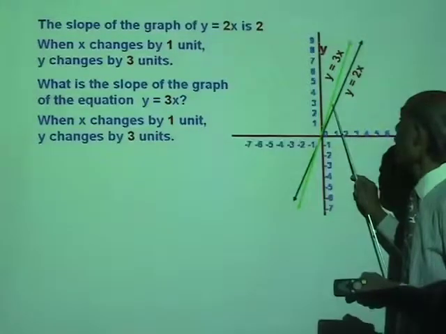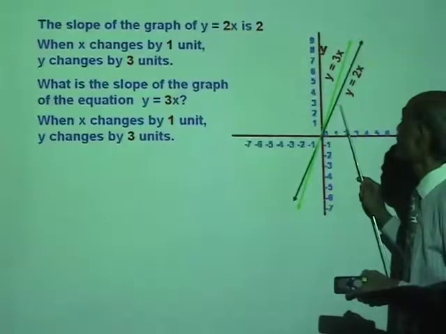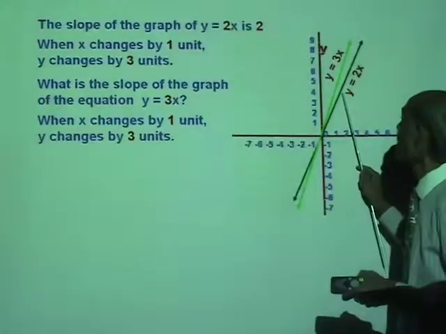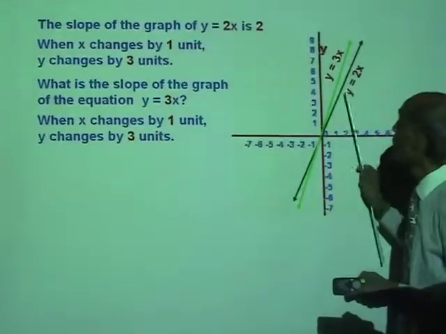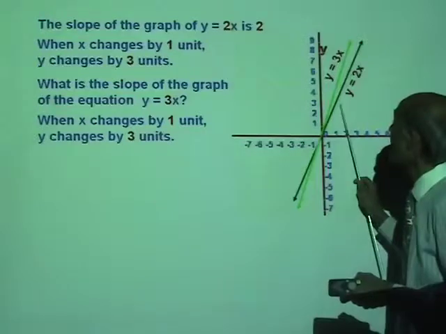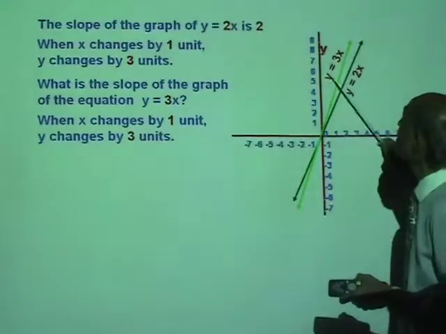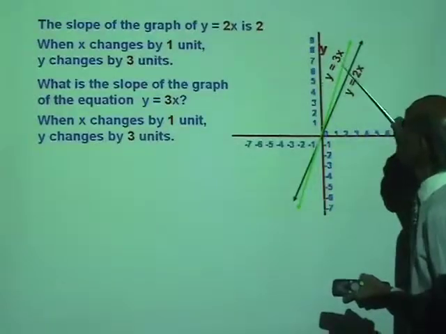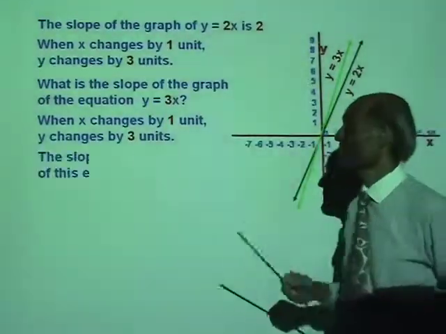Alright, I'm going to walk 1 unit to the right. That means x increased by 1. How much did y increase? I got to go now 1, 2, 3 units to reach the line. So when x changes by 1 unit, y changes by 3 units, y equal to 3x. The slope of that line is 3.